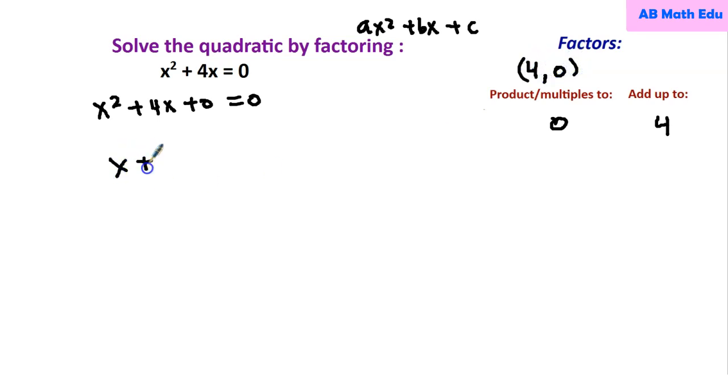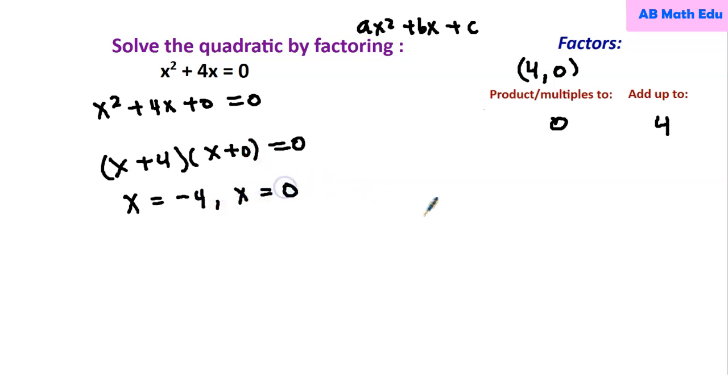So it's (x plus 4)(x plus 0), which is the factoring. Then the solution is opposite negative 4 and opposite negative 0, but we don't have negative 0, so it's 0. Alhamdulillah, you're done. There's always a lot of ways of doing mathematics.